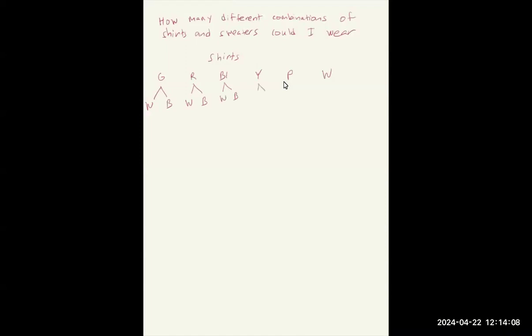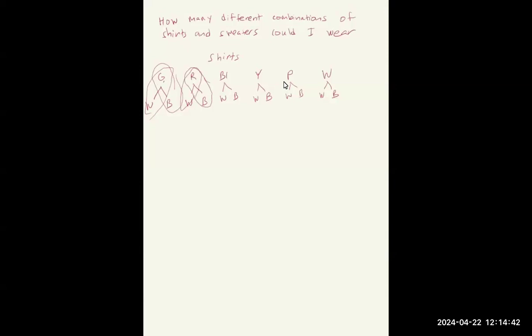If I have a yellow shirt on, I could wear a white sweater or a black sweater with it. Purple shirt on, I could wear a white or a black sweater. And if I had a white shirt on, I'd have a white sweater or a black sweater on. So you can see that every little branch here, like green, white, represents a different combination. I have a green shirt and a white sweater, a green shirt and a black sweater, a red shirt and a white sweater, a red shirt and a black sweater, and so on. So you can count them more easily.